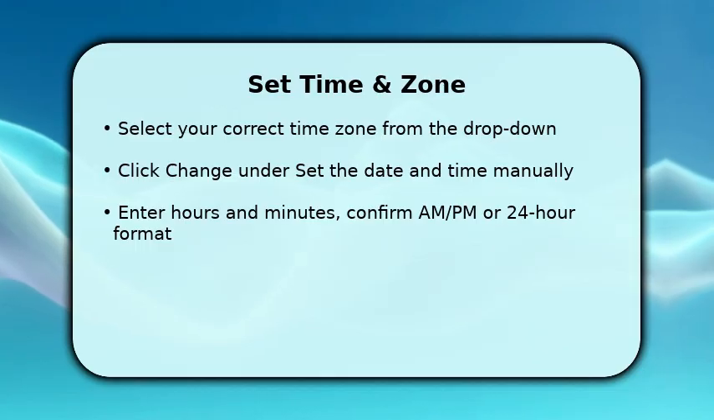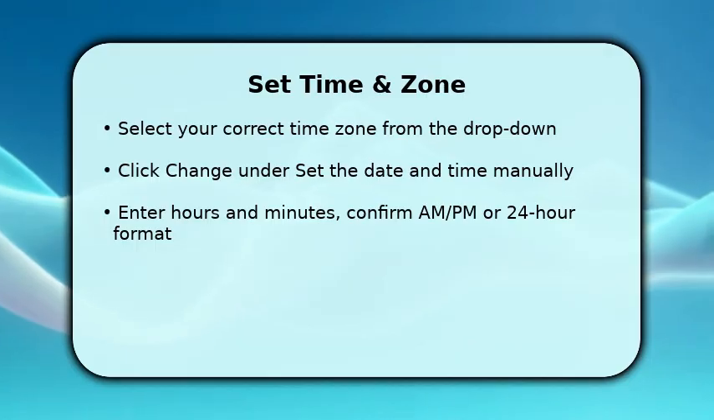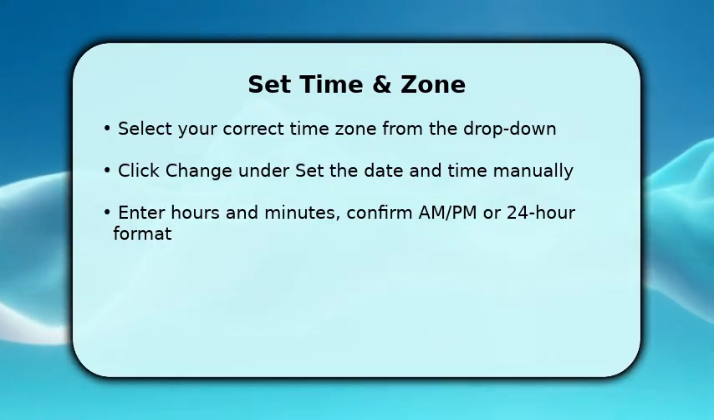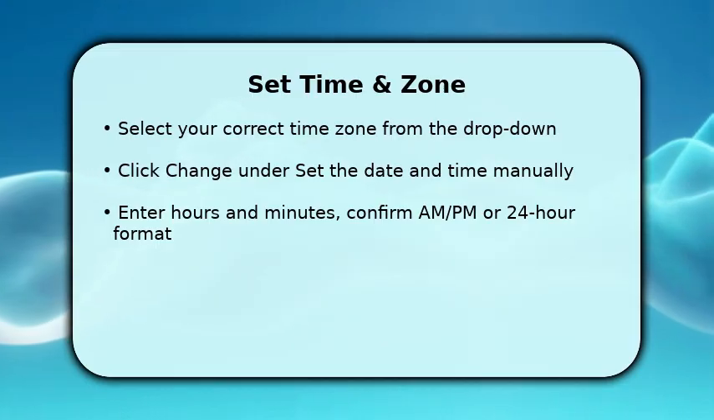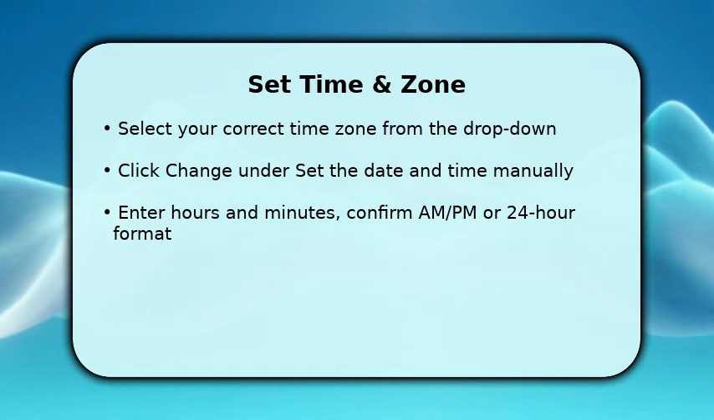Next, click Change under the Manual section and input the hour and minute values. Confirm AM or PM if you use 12-hour format. Make sure the date aligns with the time to prevent calendar conflicts. Once done, check that Windows shows the updated time in the system tray and that key apps reflect the change.